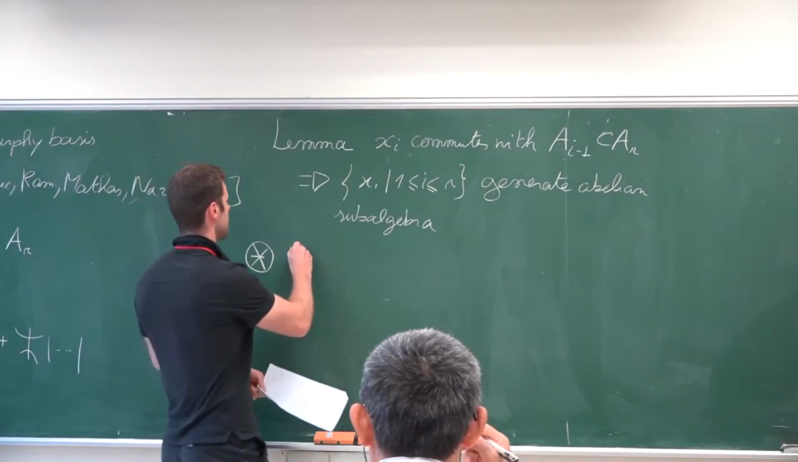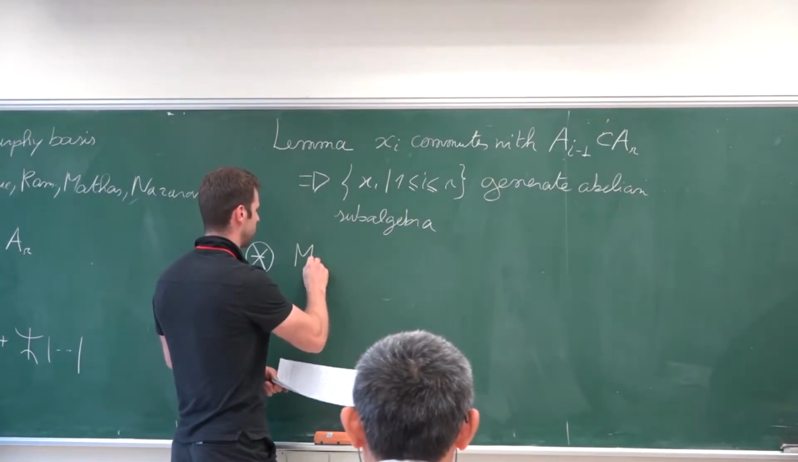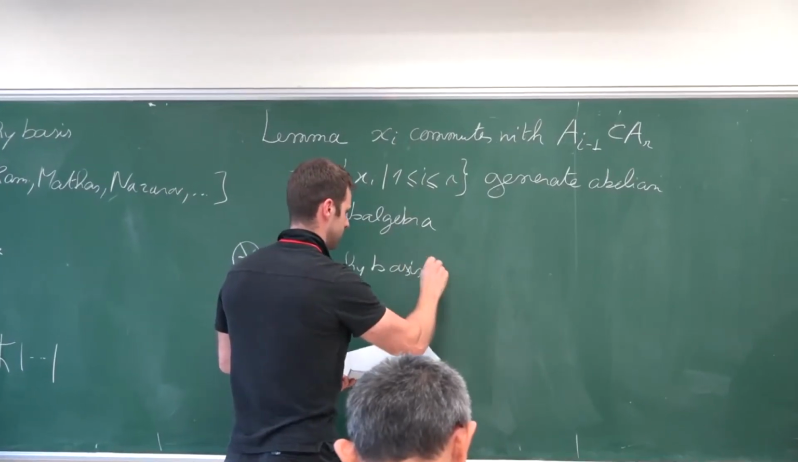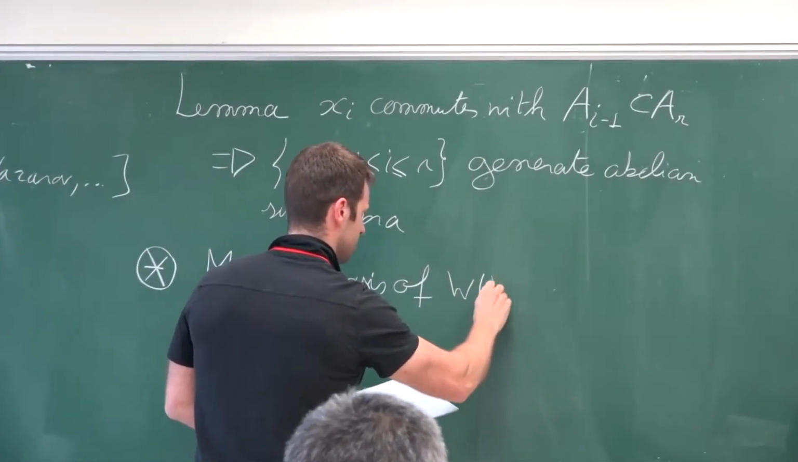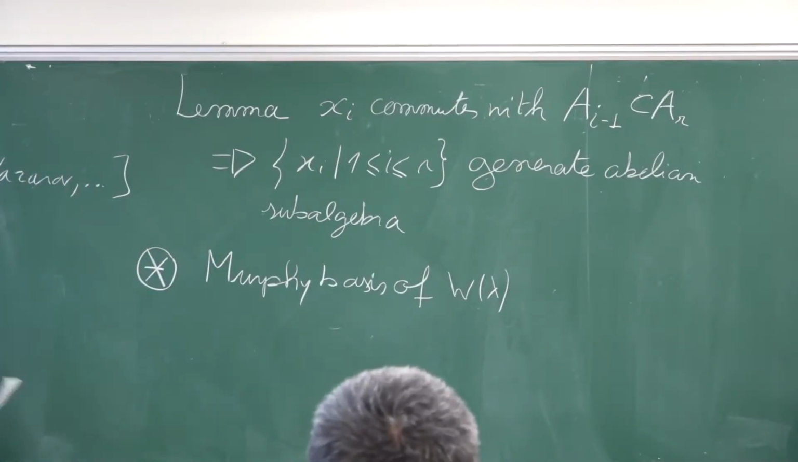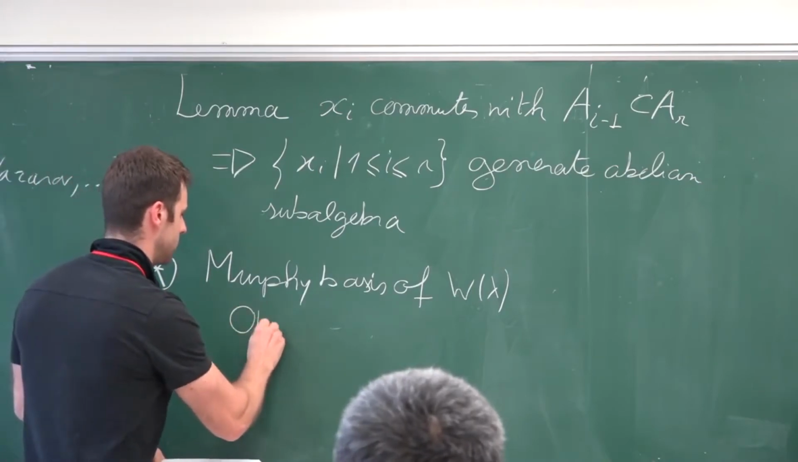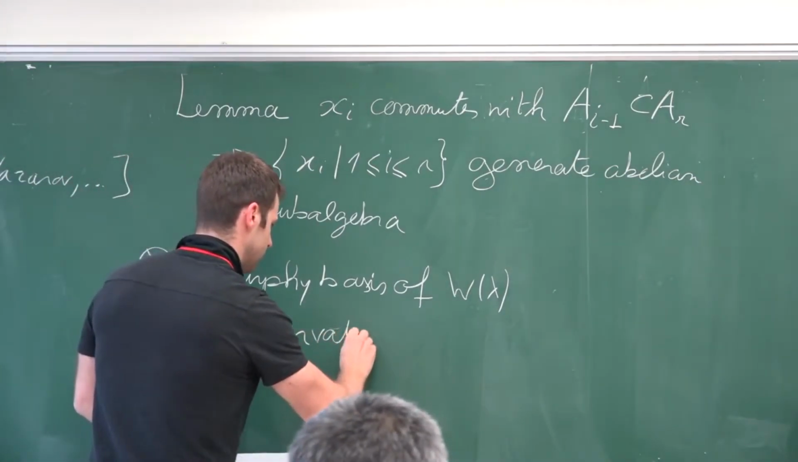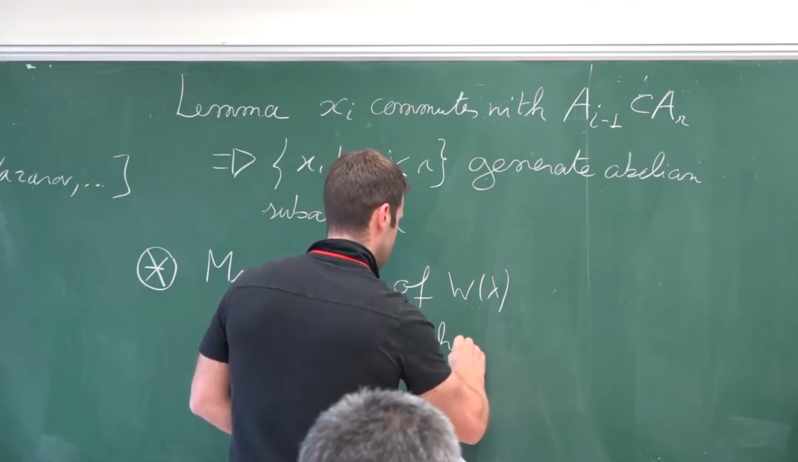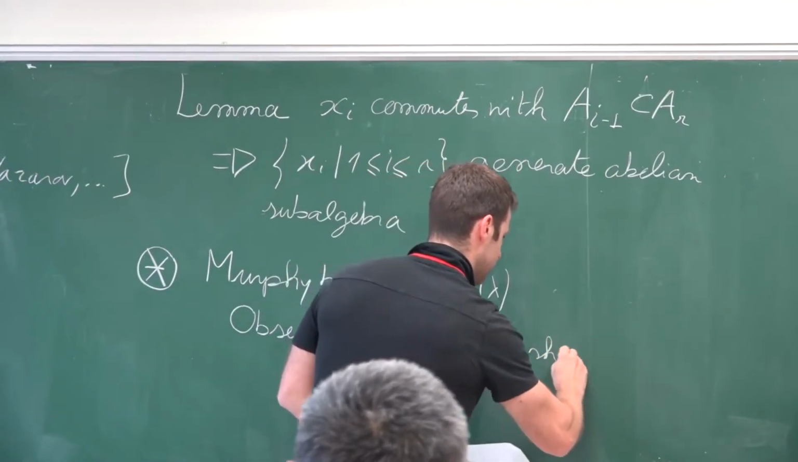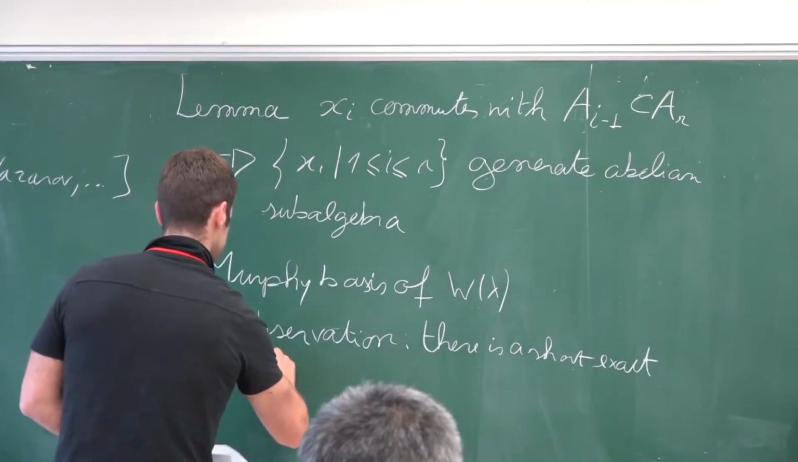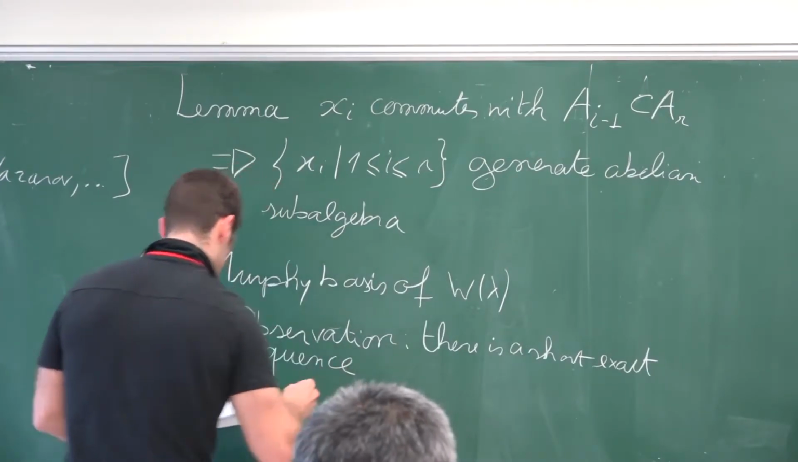Yeah. Okay. So next step is the Murphy basis. So that's the basis of the cell module. So to construct this basis, we just need to make the following observation. There is some short exact sequence of the following form.